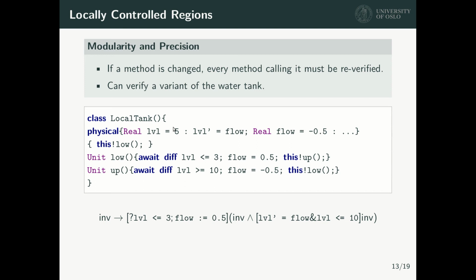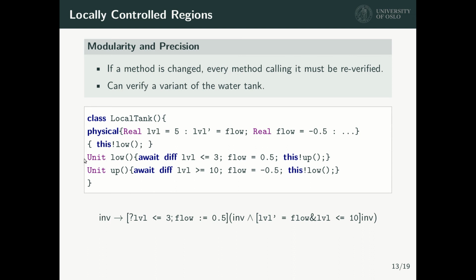So here's an example. I still have my water tank. The level starts at 5 now, so we don't have to care about the constructor, and I only call low, which means that I only look at whether the water is empty or not, because I know that the flow is negative in the beginning. And then the low method is modified. It waits until the level falls below 3, sets the low flow to a positive value, and then calls up. So this is 0. I would need to change something here, but anyway.